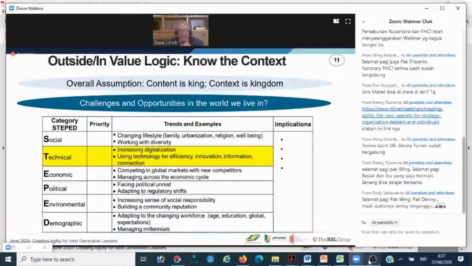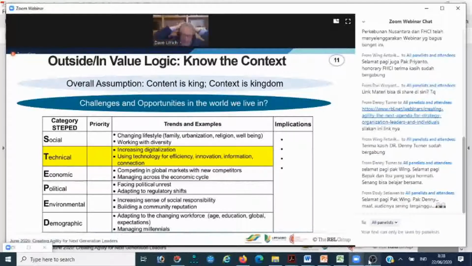So how do we do that? Let me hit an assumption, and then I'm going to dive deep into something I was counseled to talk about. The assumption is very simple. Content, what we do, is the king. But the context is the kingdom. In other words, the setting in which we work determines what we should do. That's true in Jakarta. It's true in Singapore. It's true in Bombay. It's true in the United States. So what are the challenges in the world? What's the context that sets the kingdom for the things we need to do?